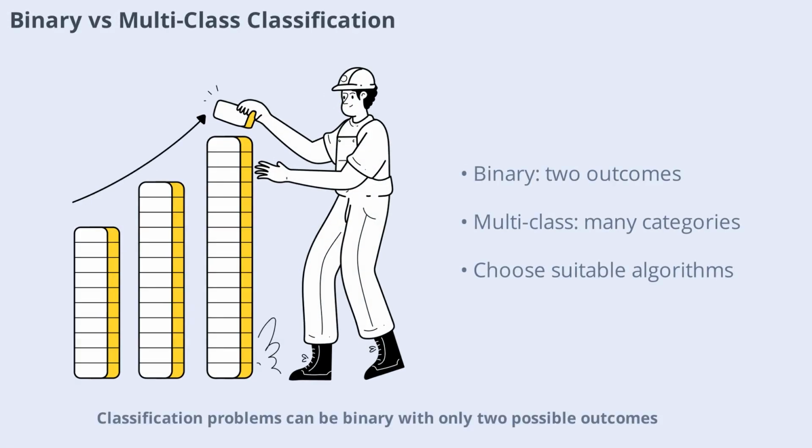Classification problems can be binary, with only two possible outcomes, or multiclass, with more than two categories. For instance, spam detection is a binary problem, while classifying animals in images could be multiclass. Understanding the difference helps you choose the right algorithms and evaluation metrics for your task.